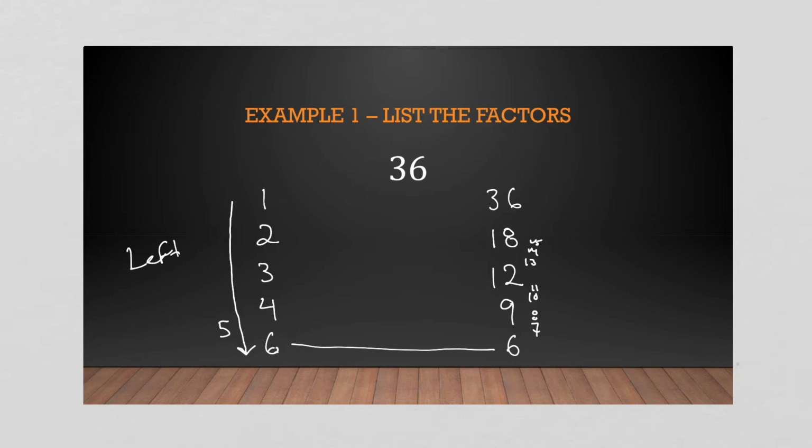So a lot of times what I see kids doing when they have to find factors of numbers is they just start dividing things by everything. They'll grab their calculator and they'll just go, oh, 36 divided by 1, by 2, by 3, by 4.